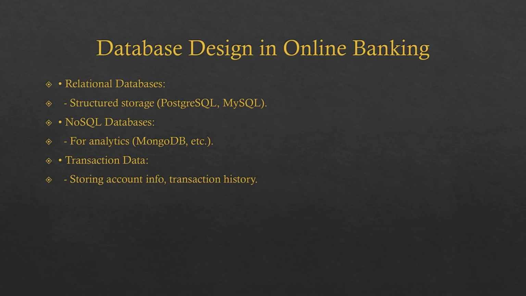Now let's focus on database design. For online banking systems, relational databases such as PostgreSQL and MySQL are typically used to store structured data like account information, transaction records, and customer details. However, NoSQL databases like MongoDB can also be useful for storing unstructured data or for analytics. Additionally, banking systems must manage vast amounts of transaction data securely, and databases must be designed to handle these requirements efficiently.